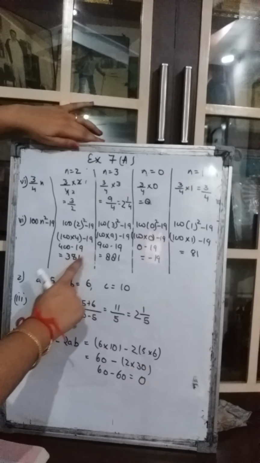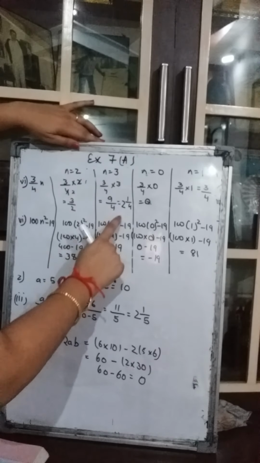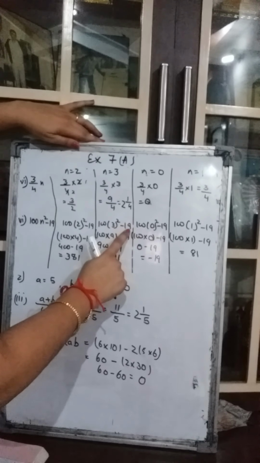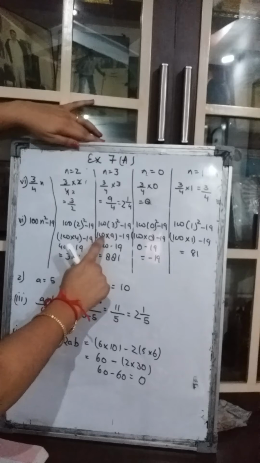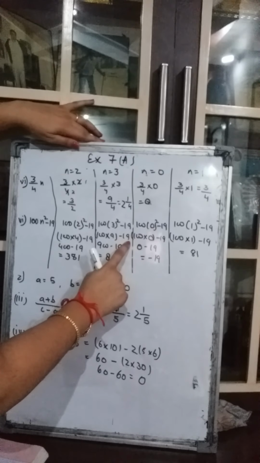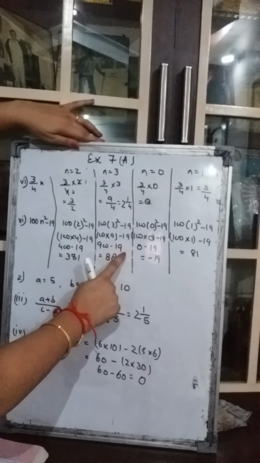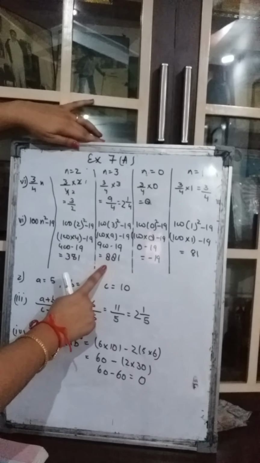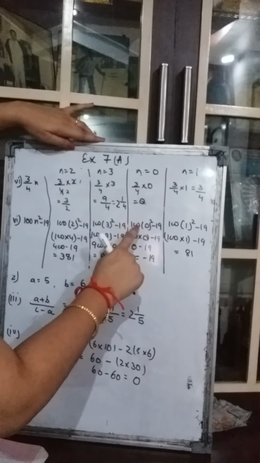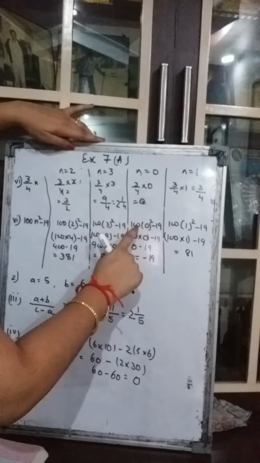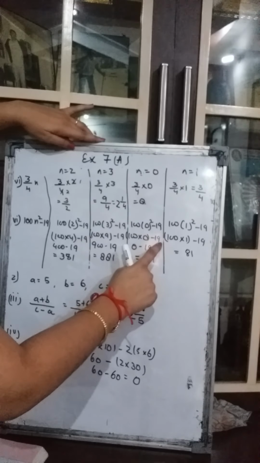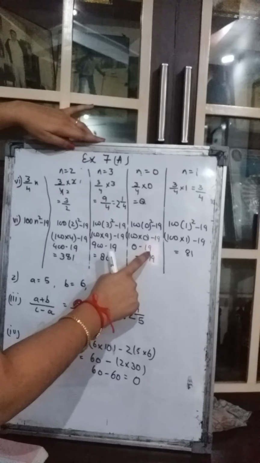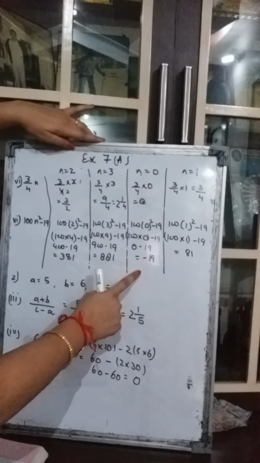Right? Then we have 100 into 3 square minus 19. So 3 square is 3 into 3, 9. So 100 into 9 minus 19. So that is equal to 900 minus 19, that is equal to 881. Then in fourth we have 0 square. So 0 into 0 is always 0. 100 multiplied by 0 minus 19 is equal to 0 minus 19. So minus 19 is the answer.